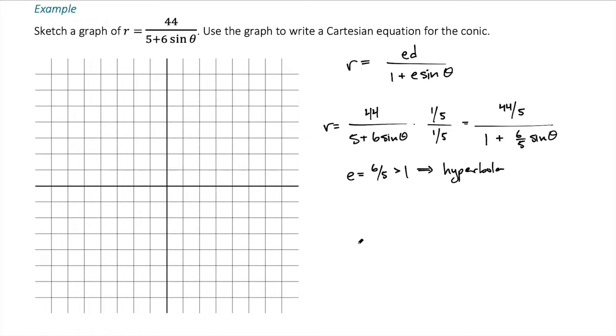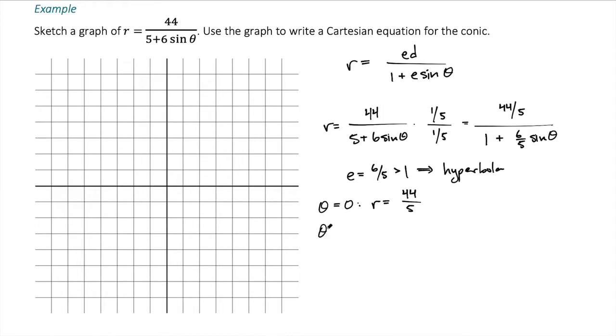To get some points and actually sketch this, we can just plug in some angles, and the easiest angles to plug in are the quadrant angles: 0, pi over 2, pi, and 3 pi over 2. So we're going to go ahead and do that. So theta equals 0. We'll start with that. Sine of 0 is equal to 0, and so we just get r equals 44 over 5.